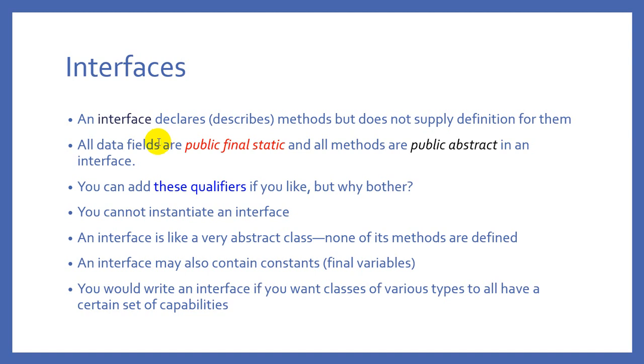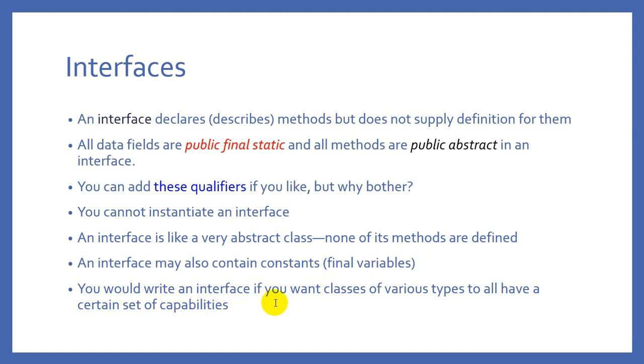Next, all data fields are public, final, static by default, and all methods are public and abstract in the interface, right? You can add these qualifiers if you like, but why bother? You cannot instantiate an interface, because there is no data for it. An interface is like a very abstract class; none of its abstract methods are defined. An interface may also contain constants, final variables.